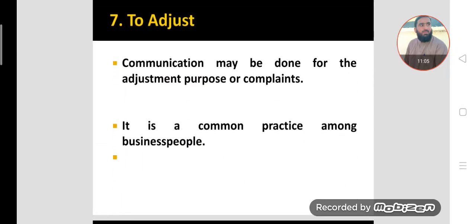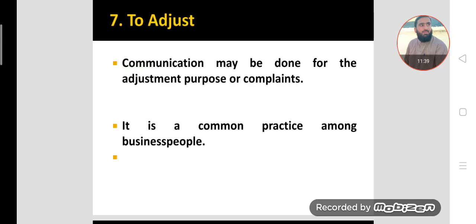To adjust, yes, adjustment is also carried out through communication. Communication may be done for the adjustment purpose or complaints. Sometimes we have issues, sometimes we have complaints, we have difficult situations, so we have to adjust with that very situation. We need the adjustment of difficult or complex situation. So how this adjustment will be possible? Through communication. This adjustment will be possible.